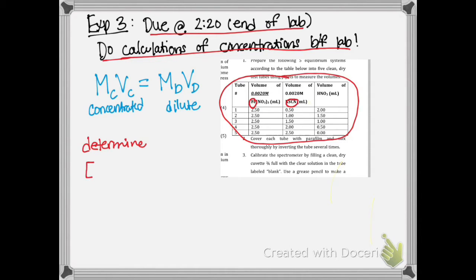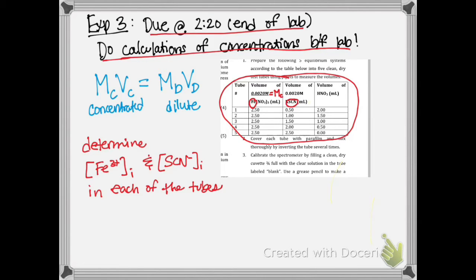And this is going to give us our initial concentration of iron 3+ and our initial concentration of thiocyanate that we use in each of these test tubes. And this initial concentration will be used in an ICE box calculation under our I row for our ICE box, like we've been doing in class. So what we can do is determine our concentration of our diluted.